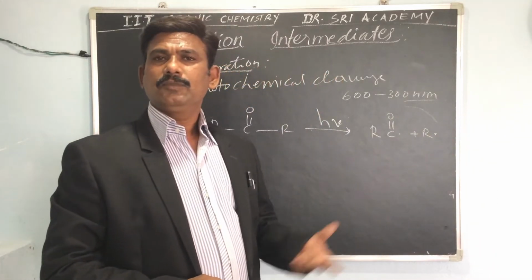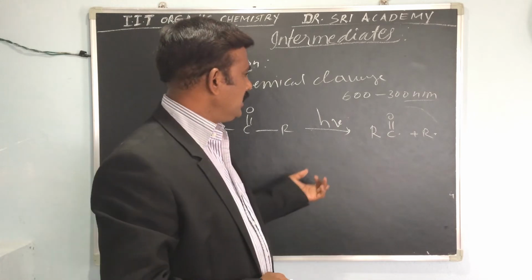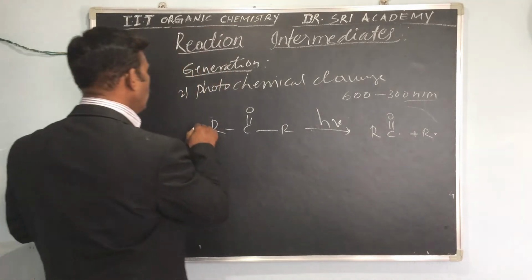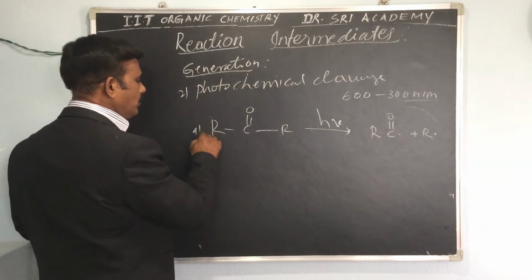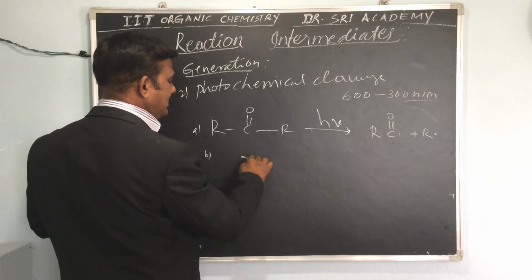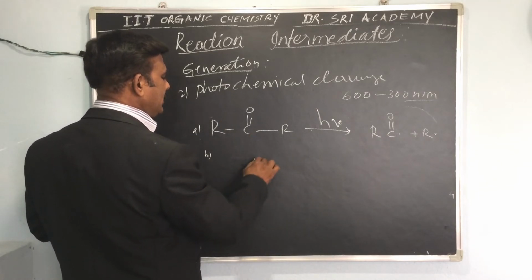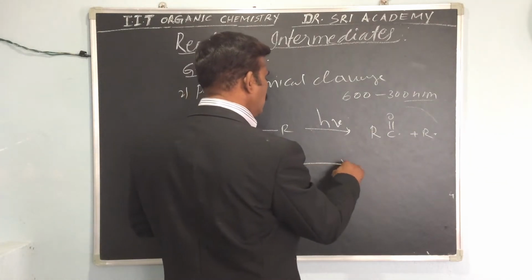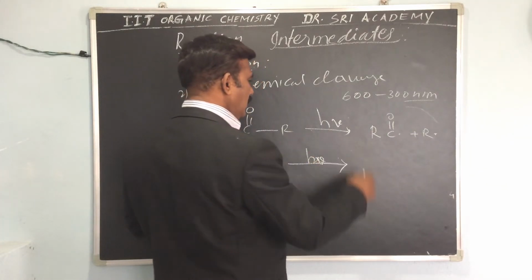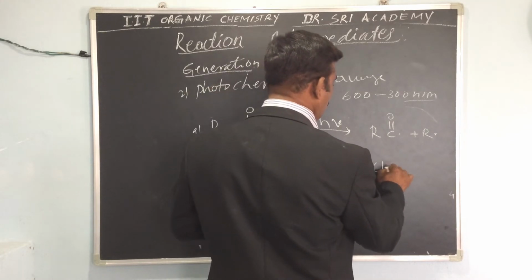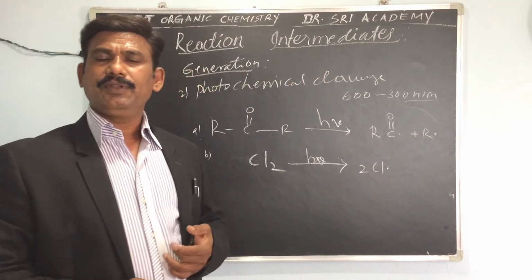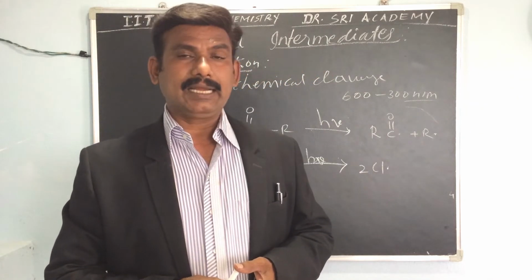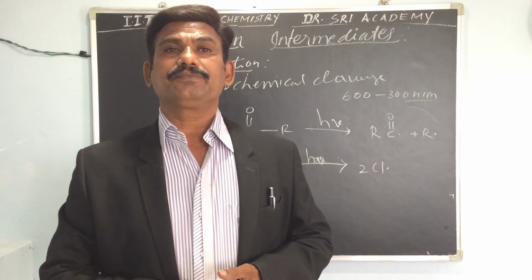This one, the alkyl radical and this carbonyl radical. This is one example in a photochemical cleavage. And the second example, halogens X. For example, take chlorine, Cl2. So Cl2 undergoes h nu to give a Cl free radical. So these are the photochemical cleavages that take place.